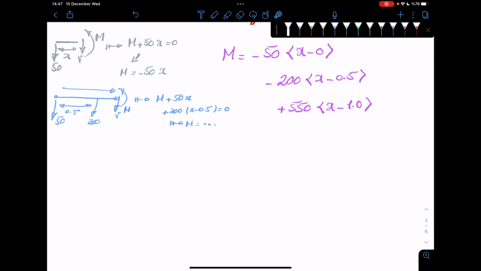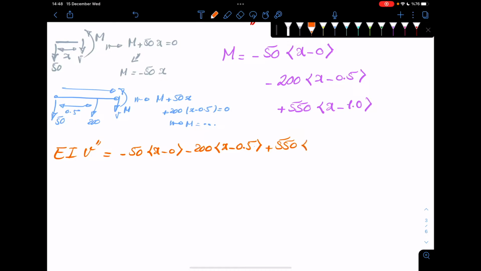Okay, so you would say then, all right, EI V double prime is M, and that is your M. So that is minus 50 times x minus 0, minus 200 times x minus 0.5, plus 550 times x minus 1.0. So you integrate once.